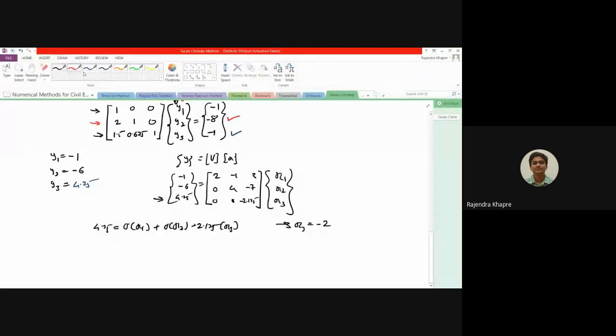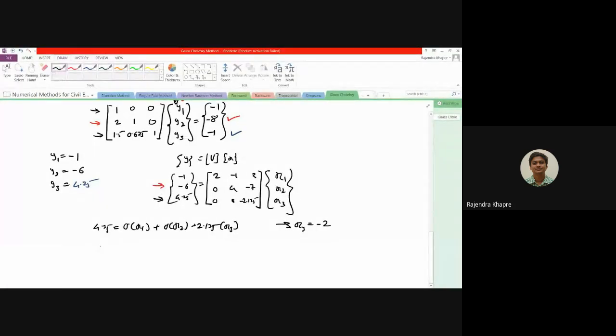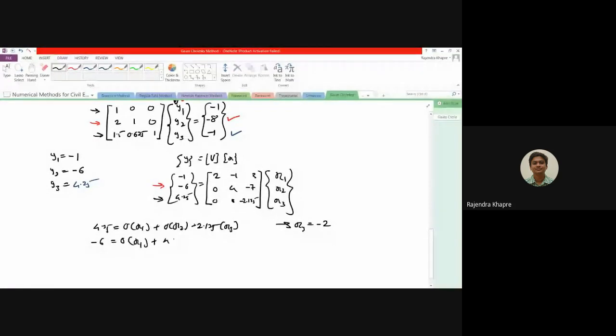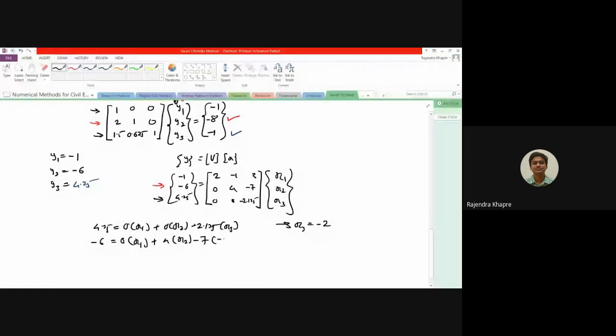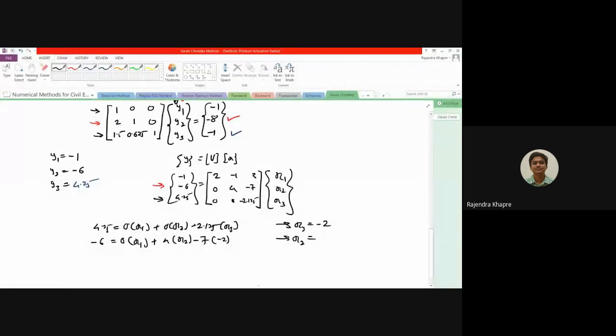Then we can go with the second one. The second one will look something like -6 equals 0 times x1 plus 4 times x2 and minus 7 times x3. So the x3 value is already -2. If you solve this, you will get the value of x2.